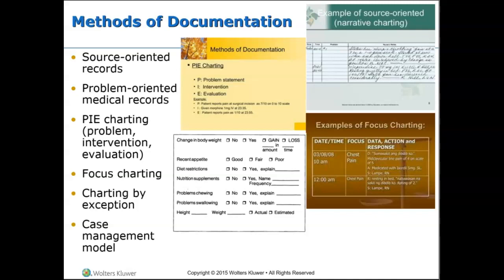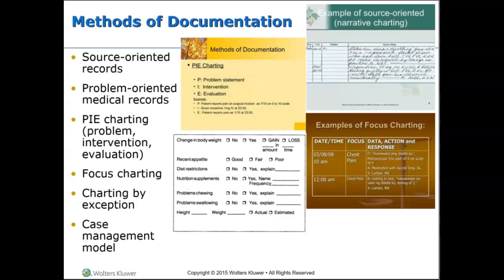So charting by exception is liked by many for-profit organizations, again, because it's quick, and therefore they can move from patient to patient rather quickly, documenting, right? So again, it reduces the amount of time spent on charting, and the record is easy to read, and it does highlight any exceptions. But can you see a flaw in this system?